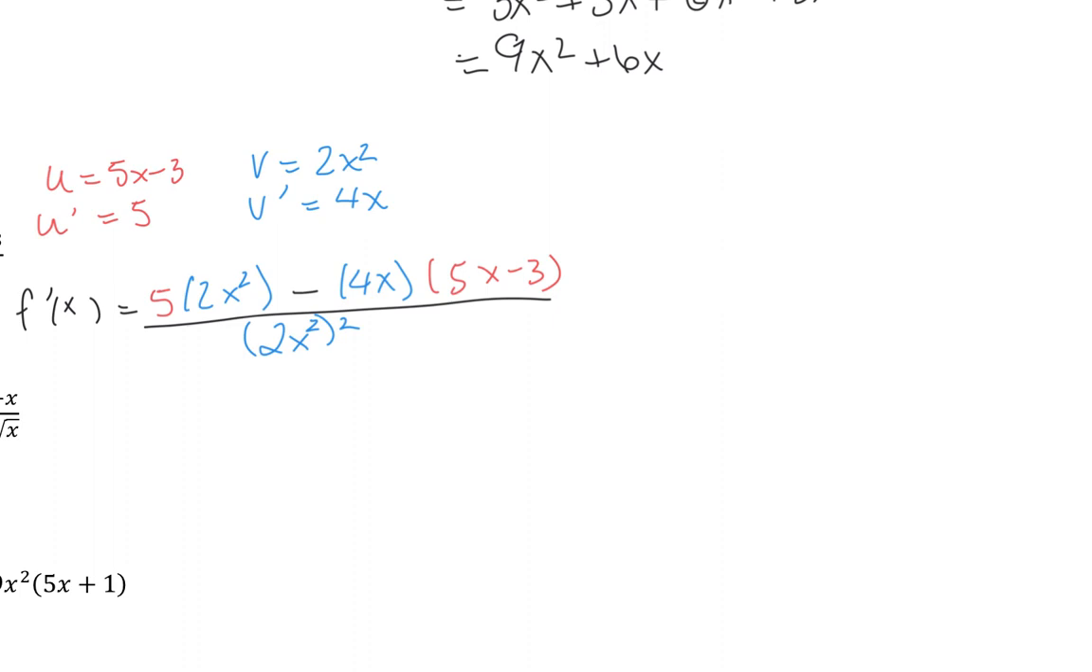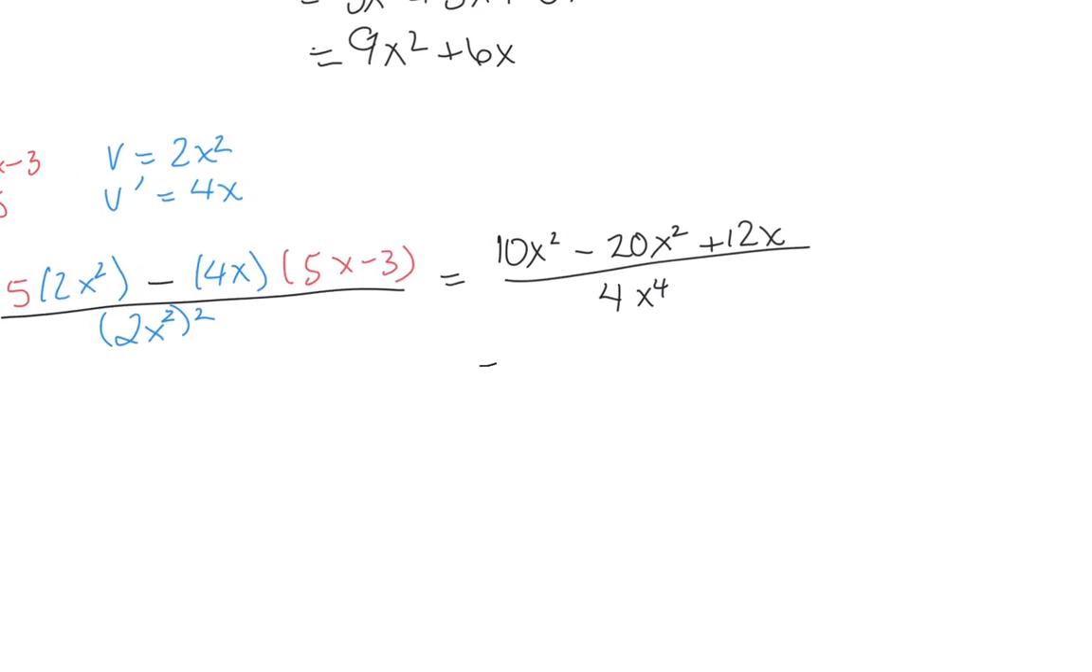Now let's go ahead and combine terms and distribute. In the numerator, I'm going to get 10x squared minus, distributing the 4x on that 5x, 20x squared. Distributing the 4x and the negative 3 is a positive 12x. All over 4x to the 4th. Now I'm going to combine like terms, so I have a negative 10x squared plus 12x over 4x to the 4th.